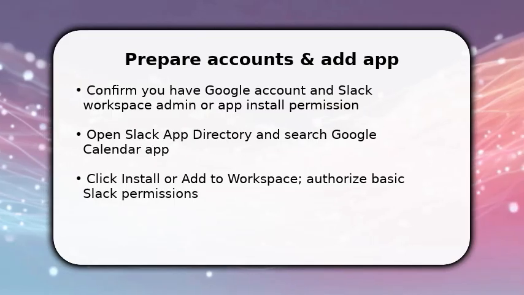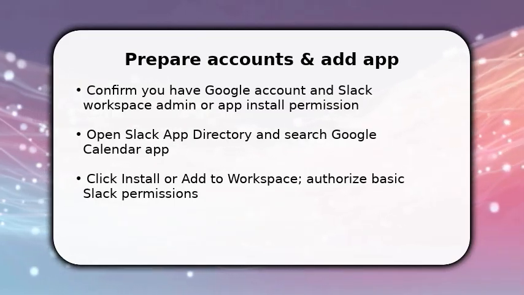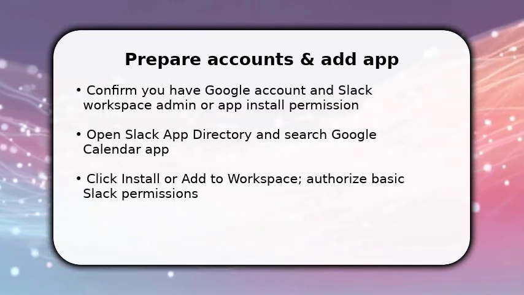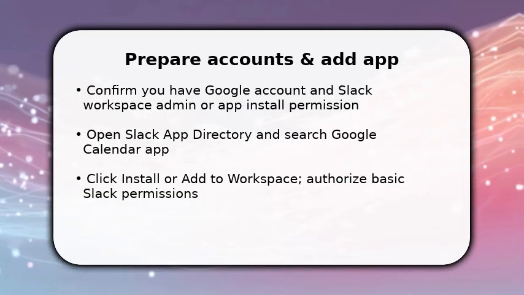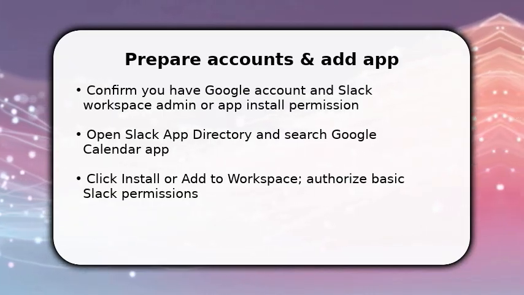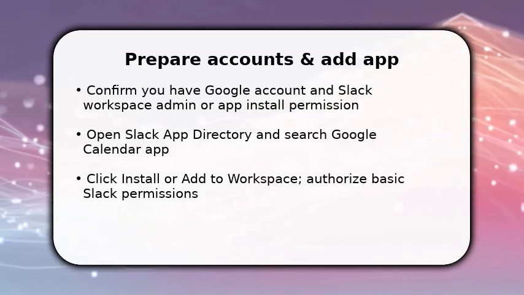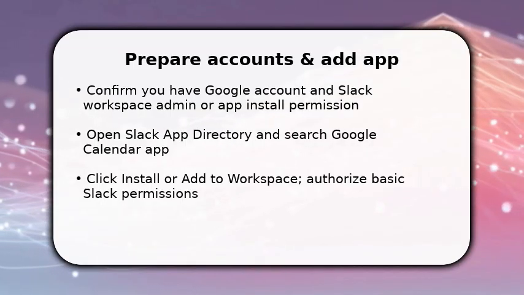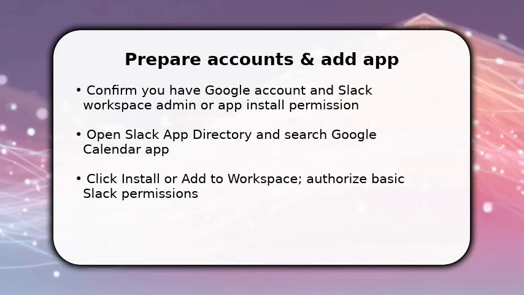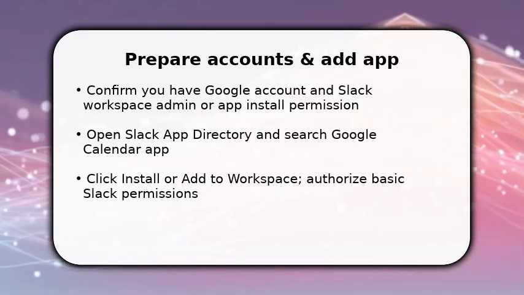You start by preparing both accounts. Sign into the Google account that holds the calendar and open Slack where you can install apps. Once done, search the Slack app directory for Google Calendar and choose Add to Workspace. You authorize the app to access Slack. This step is required so Slack can post events and send reminders.